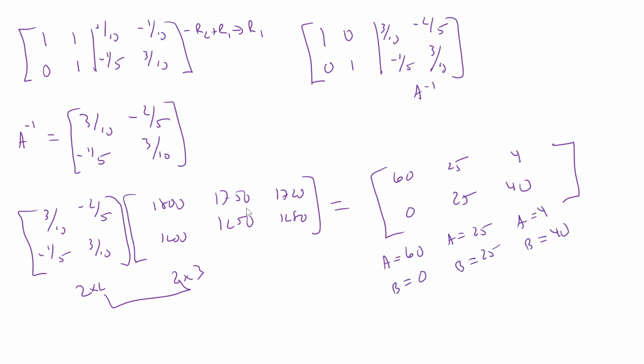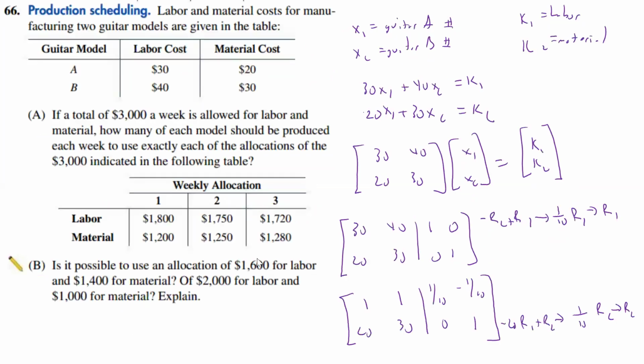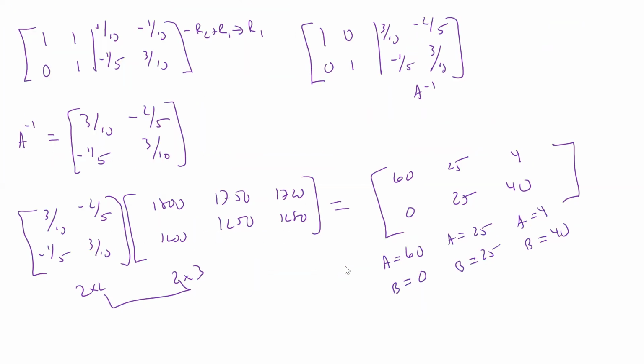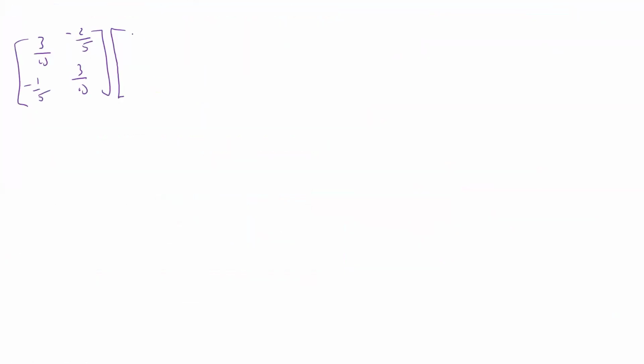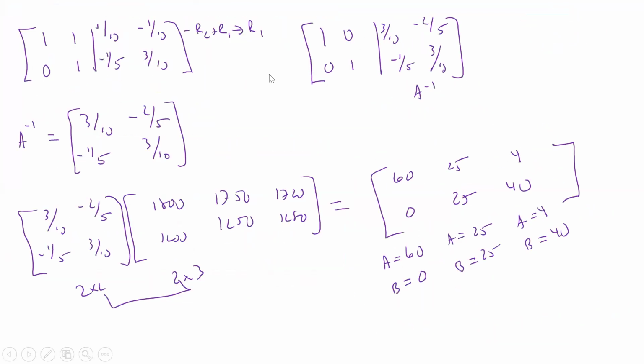Now, what about if instead we want 1600 and 1400? All right, so let's go one more step. So now we have to write 3 tenths, minus 2 fifths and then a minus 1 fifth and 3 tenths. And so then we had, what was it again? 1600, 1400. And the other one was 2000 and 1000.